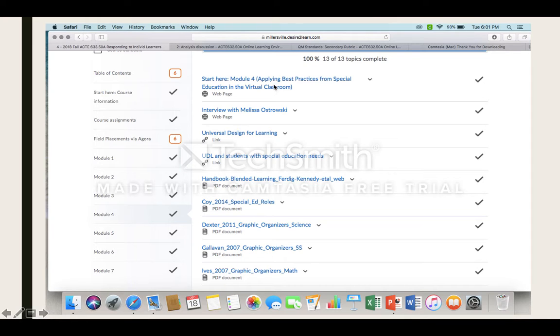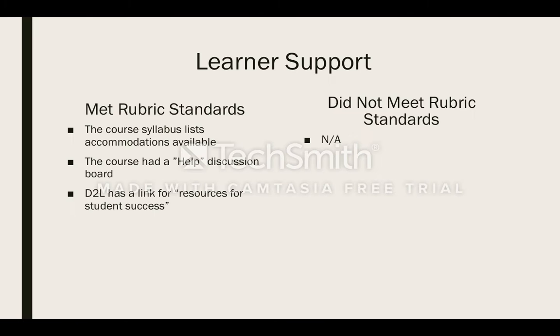Next I have here is the PDFs and the links and the web pages. A lot of it was reading material. There were some videos, but a lot of it was reading material for each of the modules to read through and then to complete the assignments. So based on the rubric, it would be nice to have a few more varied types of information that we could look at.